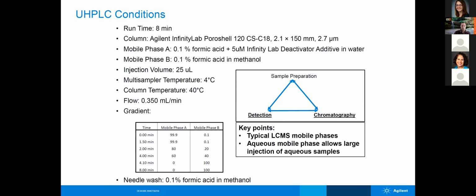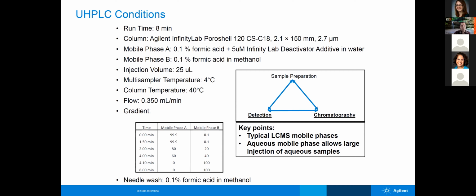Now, for the UHPLC conditions, we wanted something below 10 minutes runtime, something high throughput that we could run over 100 times a day. And we developed a new column for this work. We have something called a charged surface column, which is different than your normal C18 in that it has sites that will actually help to retain very, very polar compounds.